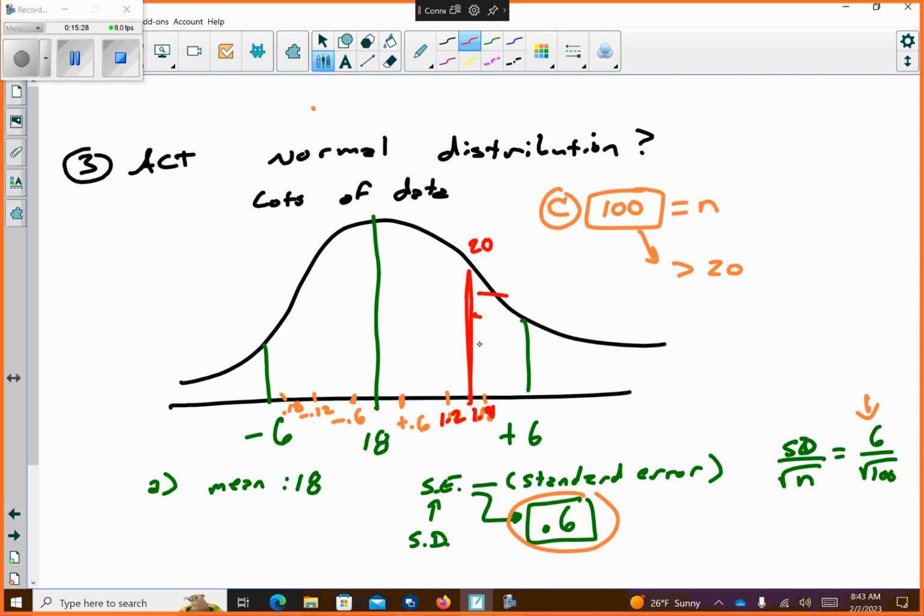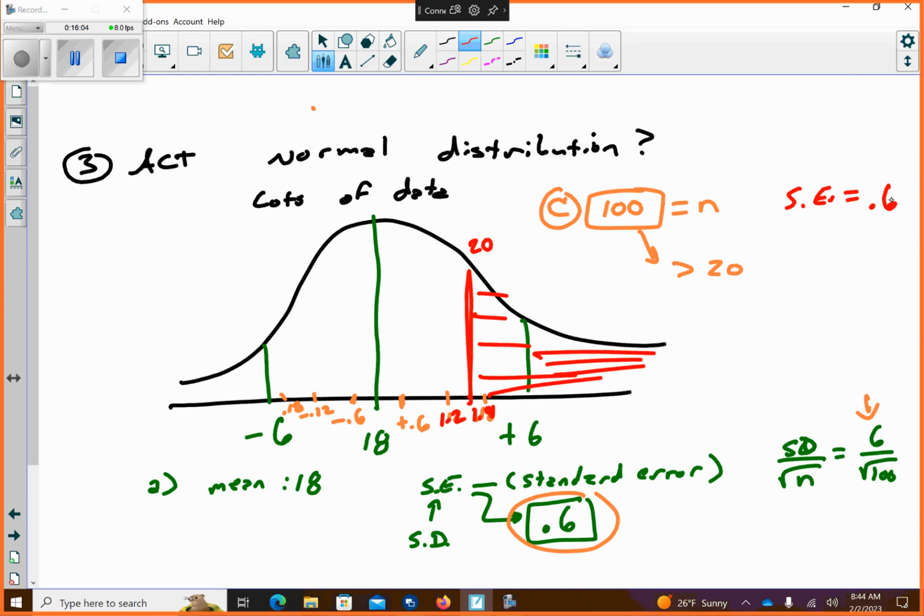Okay, so now we're trying to figure out this scenario. But we want the standard error to be put in. So we're going to use the standard error versus the standard deviation. And our standard error in this case is the 0.6. So if we were to jump on our buddy Desmos, this is going to be a very unlikely scenario, because I want all 100 of my randomly selected people to score above a 20.